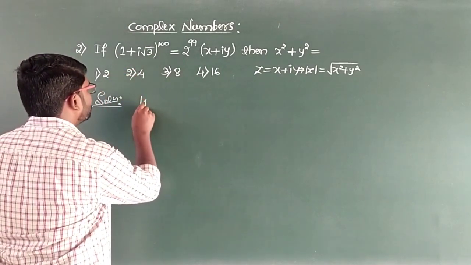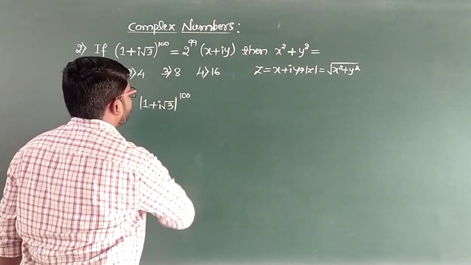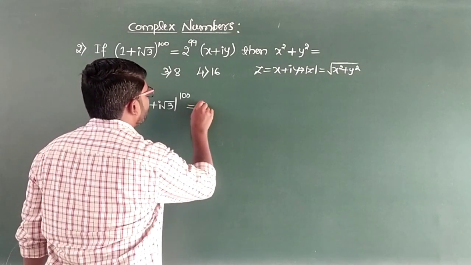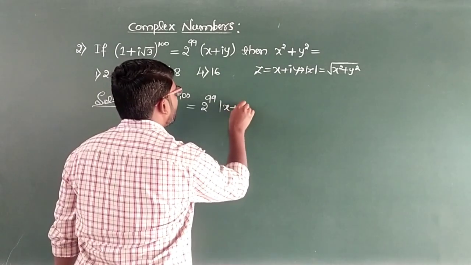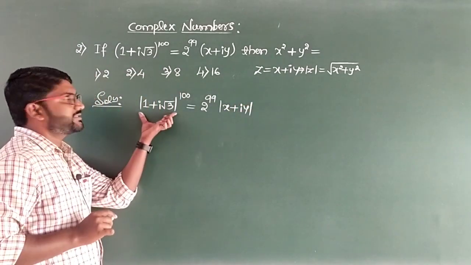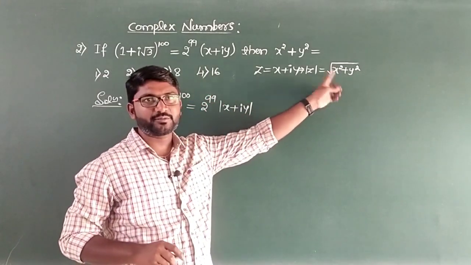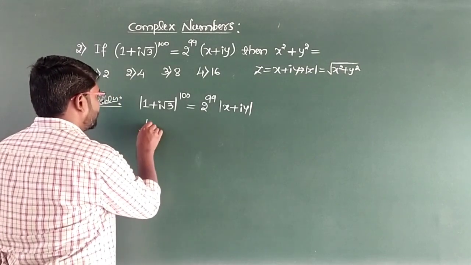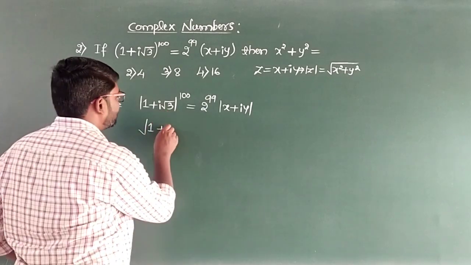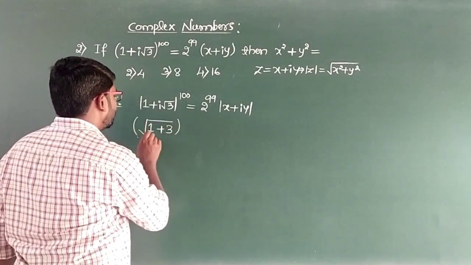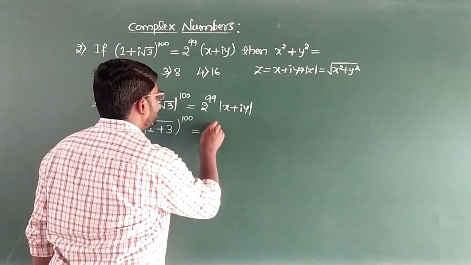We get (1 plus i root 3) whole to the power 100, then this is equal to 2 raised to 99, write it as it is. Then let us take modulus for this. We get x plus iy. The modulus of the complex number in the form of x plus iy is square root of x square plus y square. So we get square root of 1 square plus root 3 square. Square and root get cancelled. We get 3 whole to the power 100, which is equal to 2 raised to 99 as it is.